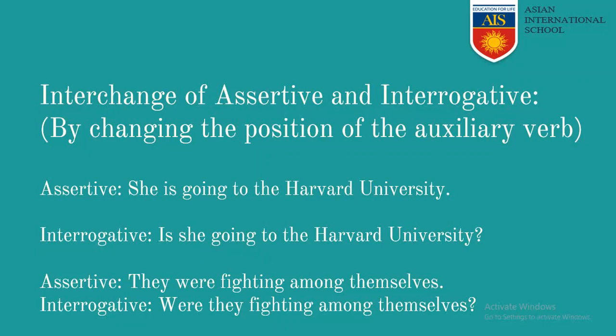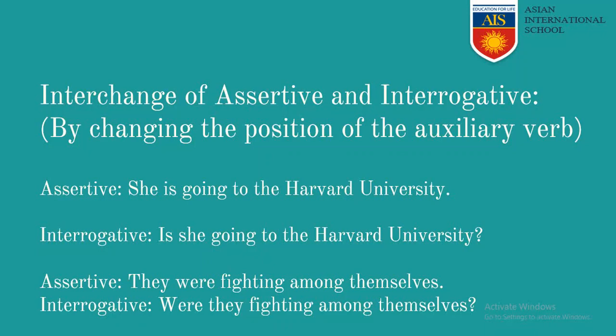Next up is interchanging assertive to interrogative. There are three methods of changing from assertive to interrogative. What are the three methods? The first method is by changing the position of the auxiliary verb.